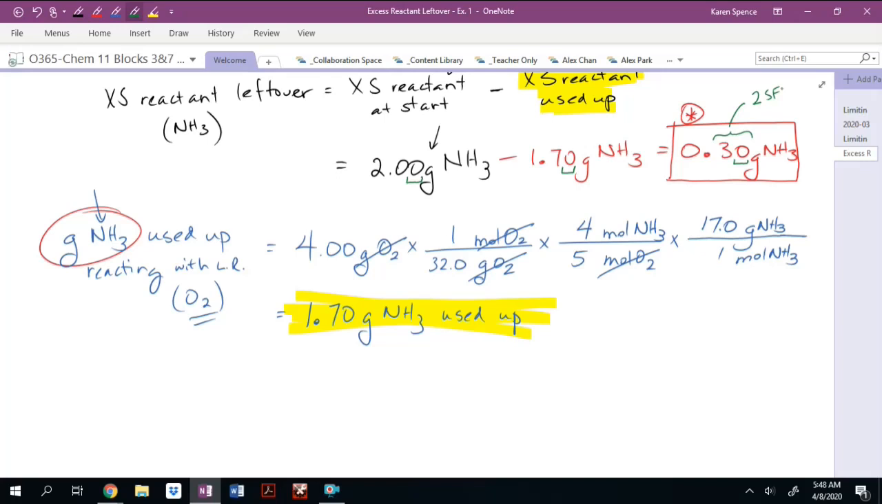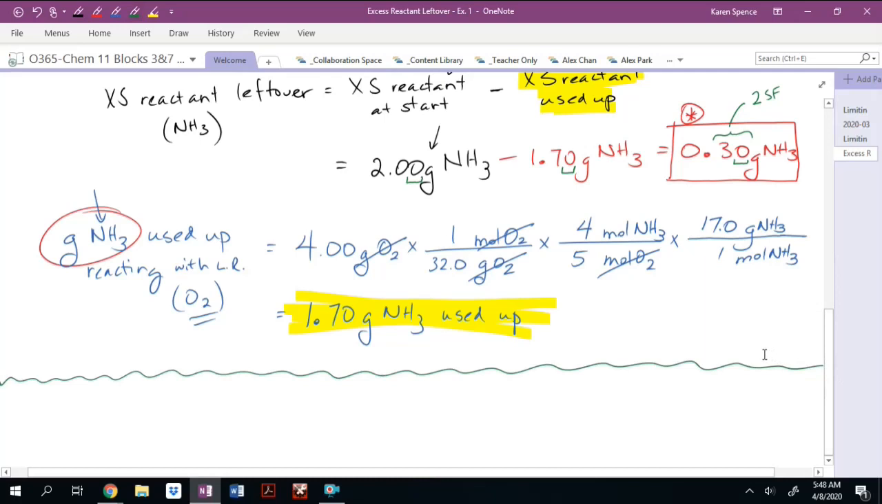All right, if you felt good about that, you don't want to see how I balance the equation or anything, you can stop the video at this point. But if you would like to see how I determined that oxygen was the excess reactant, if you'd like to see how I balanced the equation, you can keep going. Okay, so this part is going to be about balancing the reaction.